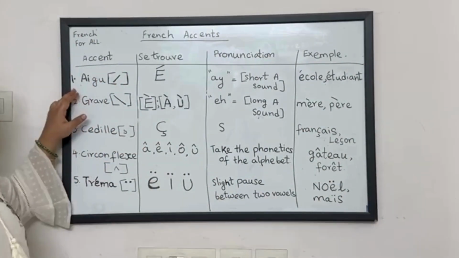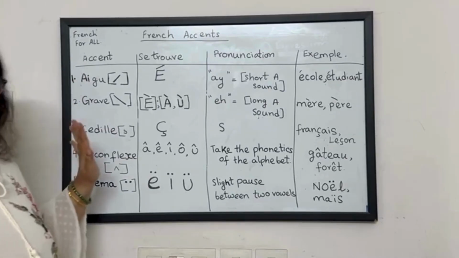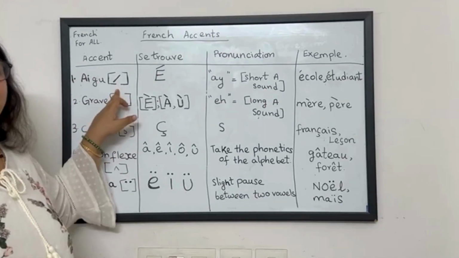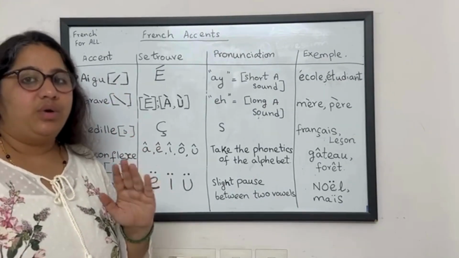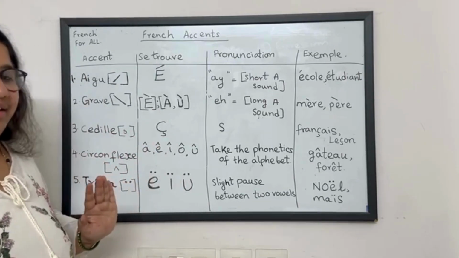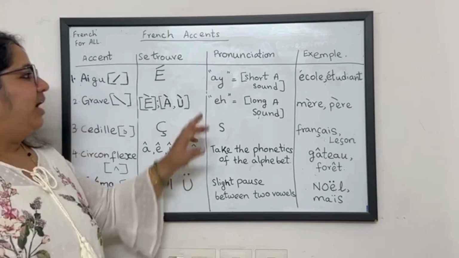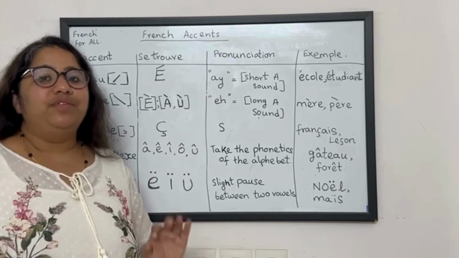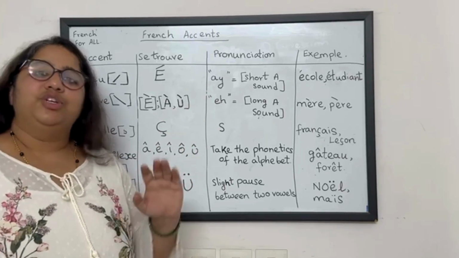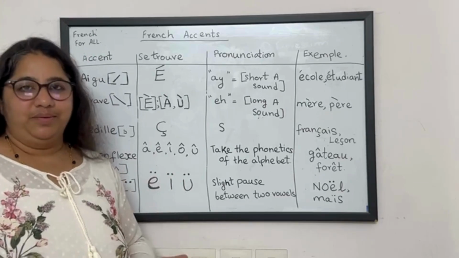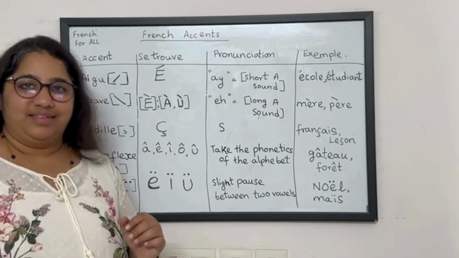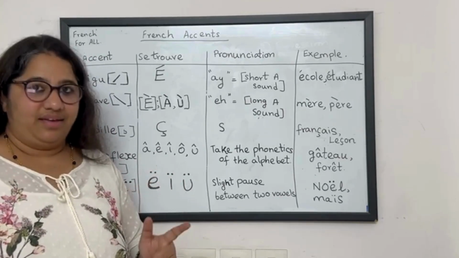The first one is accent aigu. It looks like this. That is, anything less than 90 degrees. How does it look? Like that. It is a slanting line which appears only on the letter E. And you have to give a pronunciation of A sound, a short A sound. Repeat after me. A. Yes. Repeat. A. Right?